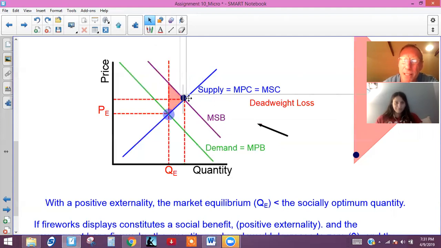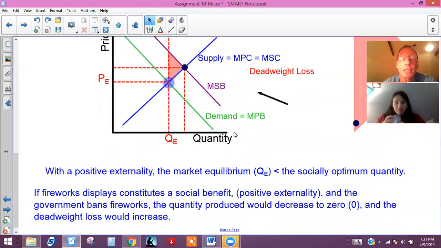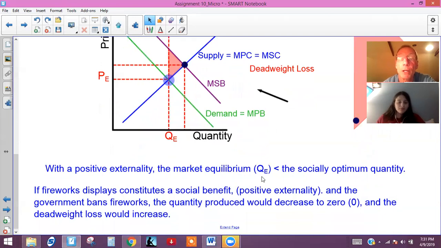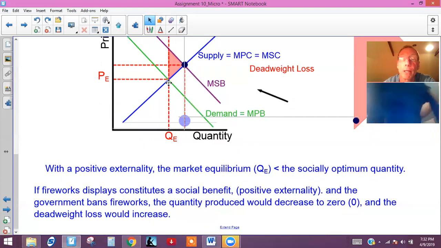I mean, I said that wrong. Where marginal social benefit equals marginal private cost and also a social cost, because they're equal, okay? Right there. That's your socially optimum point. So in this case, with a positive externality, the market equilibrium, we're marking that as QE, is less than the socially optimum quantity, which is higher up here, okay?